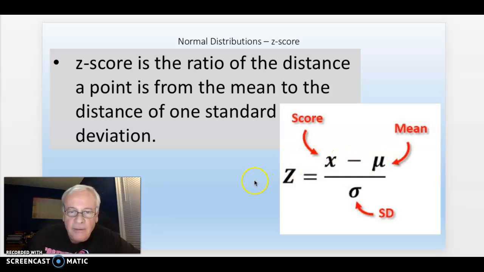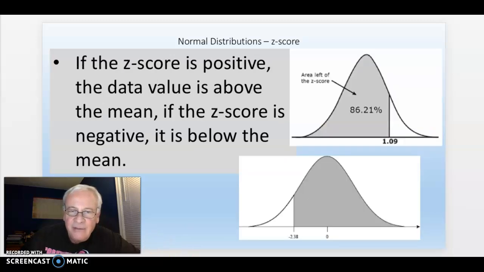You divide that by the standard deviation, one standard deviation. So in a way, you're kind of counting how many standard deviations away from the mean that point is. And as you can see, it can be positive or negative. If the z-score is positive, the data value is above the mean. If the z-score is negative, it's below the mean.